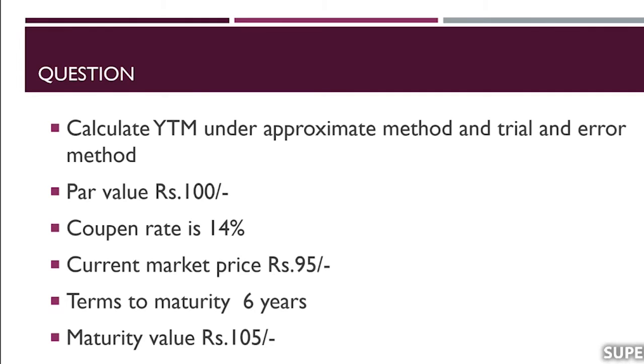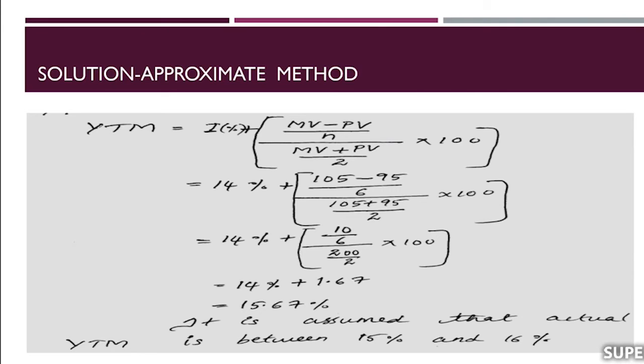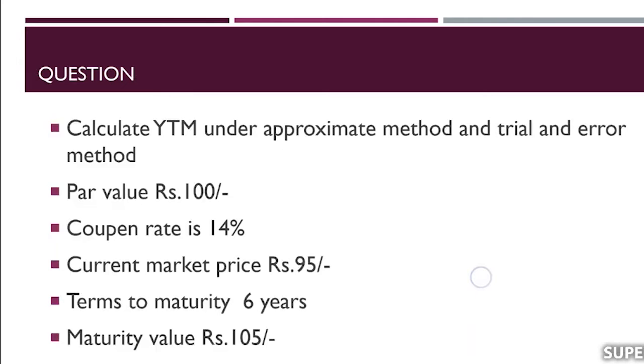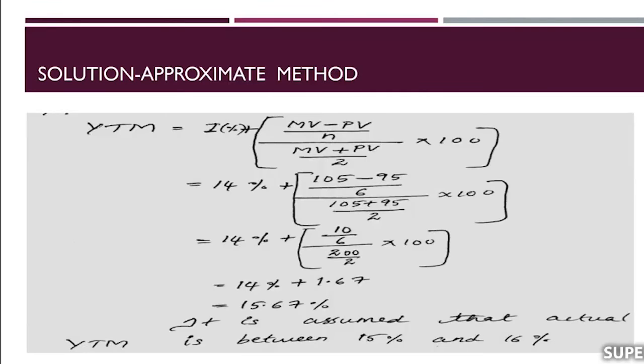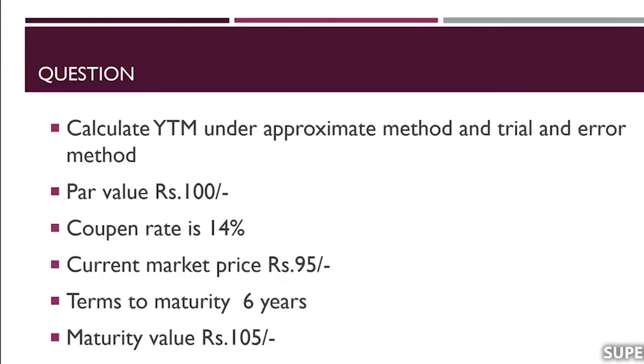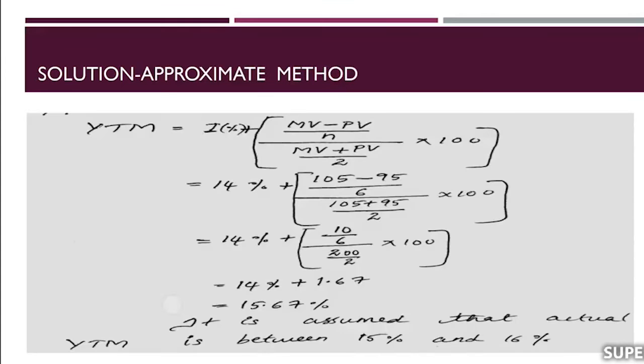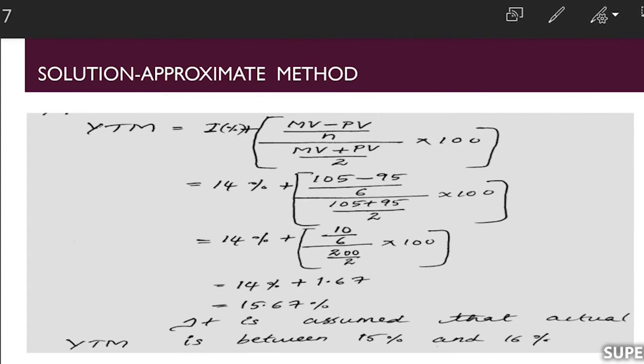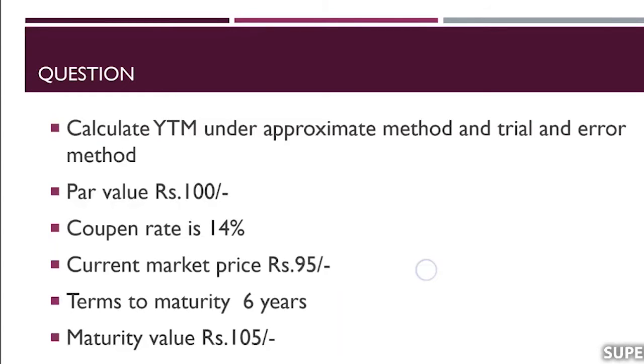Now first we can calculate YTM by using approximate method. In approximate method, the equation for calculating YTM is I in percentage plus maturity value minus present value divided by n, whole divided by maturity value plus present value divided by 2, into 100. Here our interest rate is 14%. So I in percentage is 14% and maturity value is 105. And present value of the security, the purchase price, the current market price, is ₹95.